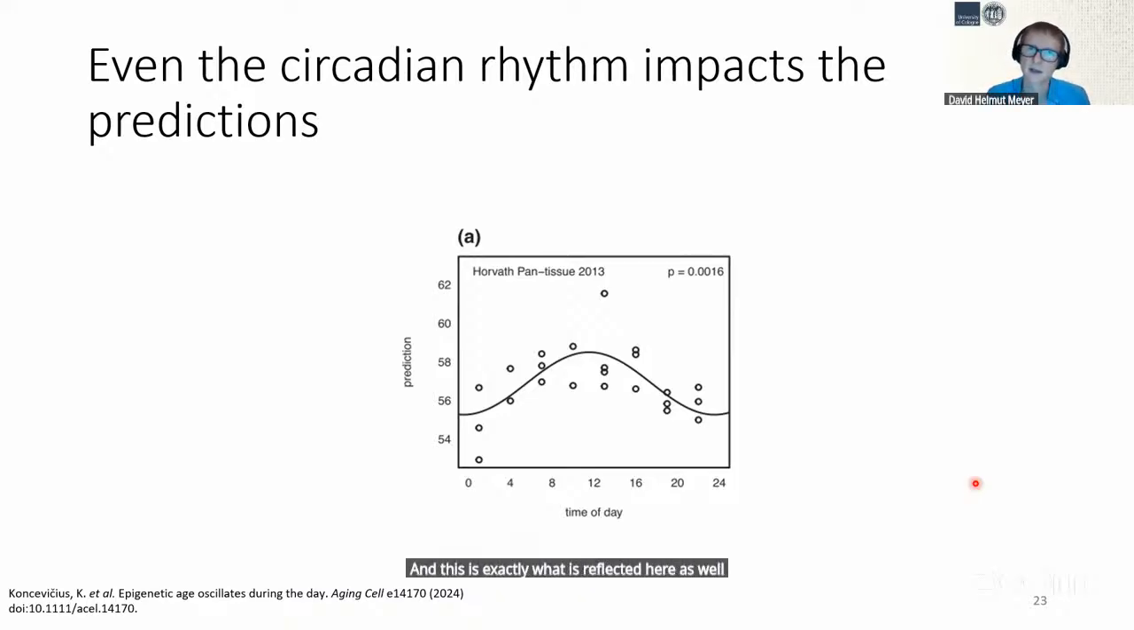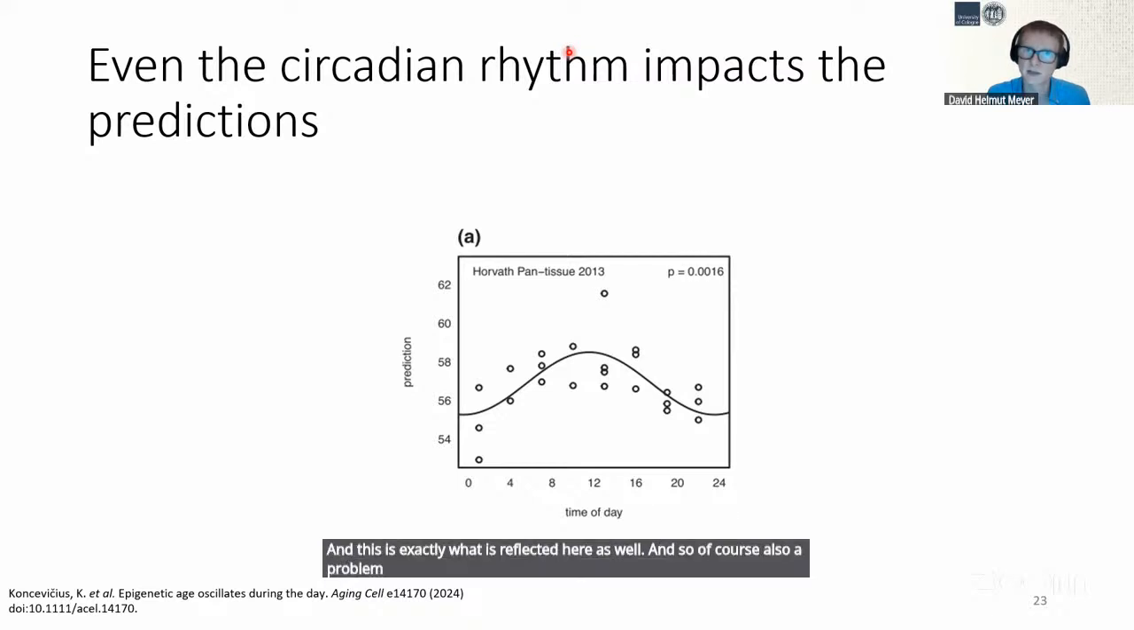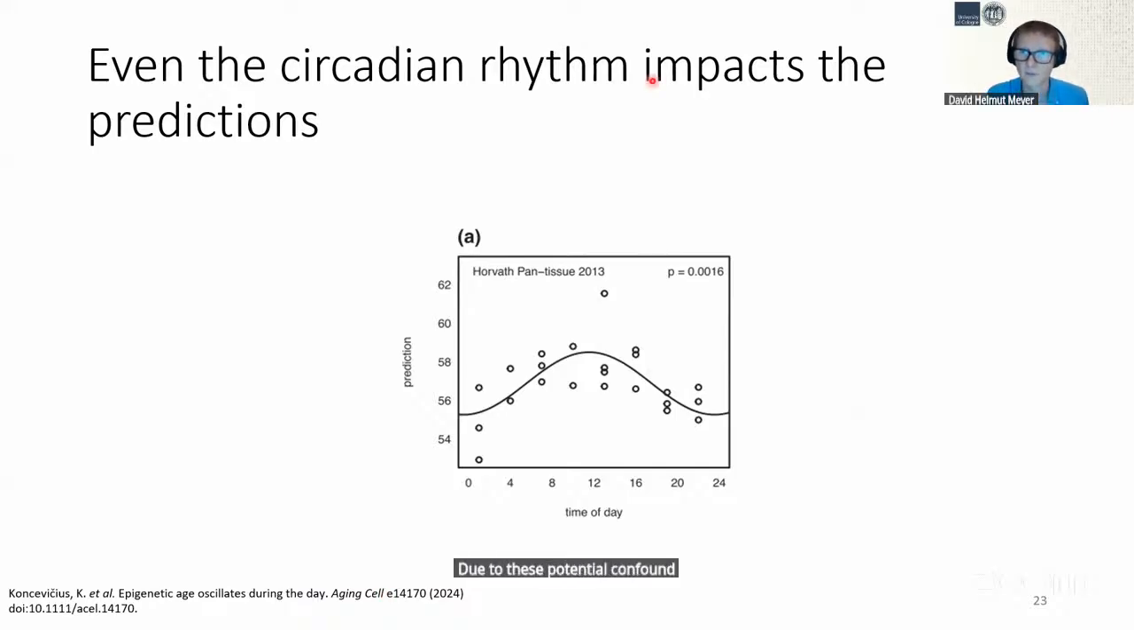It's, of course, also a problem because there's so much variability just within one day, from almost 10 years difference in the prediction due to these potential confounders. And this is, of course, something that the field wants to improve on. There have not been improvements, but it's still something that is not completely solved.